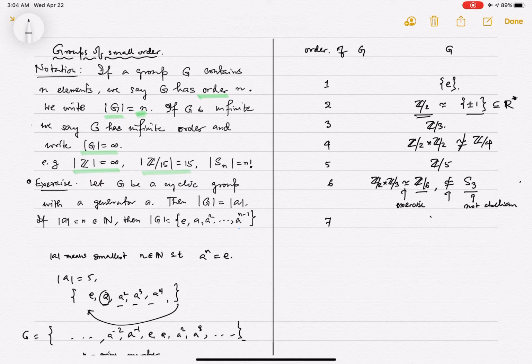Order 7, you only have Z mod 7. Order 8, you have quite a few actually. Z mod 2 cross Z mod 2 cross Z mod 2. You have Z mod 2 cross Z mod 4. You have Z mod 8. And all these are non-isomorphic and abelian. You can verify that. And at least I can tell you one more non-abelian group.